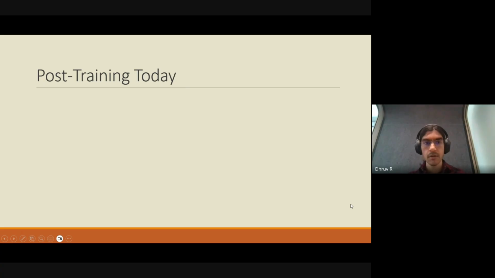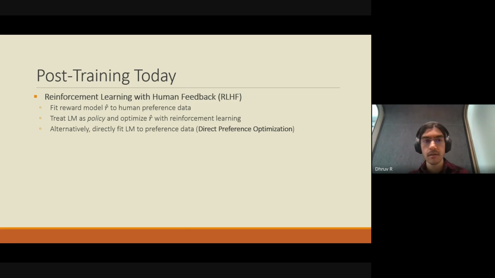So what do people do for post-training today? There are a few different families of algorithms. One of them is reinforcement learning with human feedback, which is sort of this problem of learning from human preference data. Here you'll typically either fit a reward model to the preference data and then optimize this reward using reinforcement learning, or you can directly fit your language model to the preference data. And this is the algorithm known as direct preference optimization.